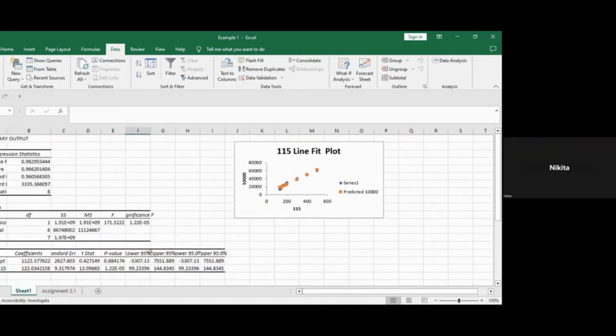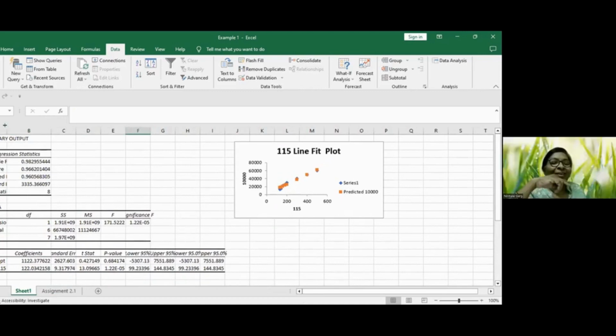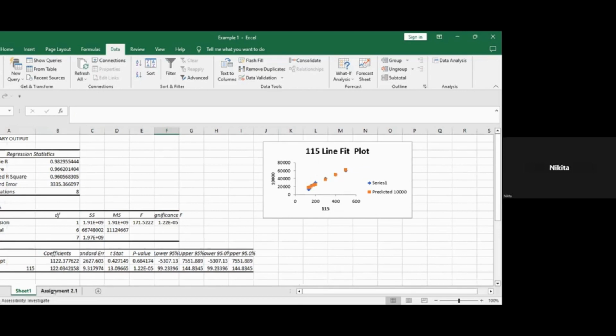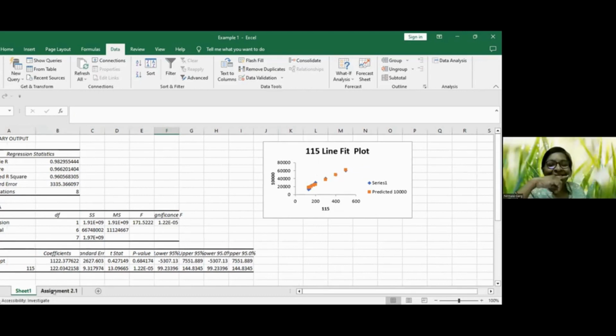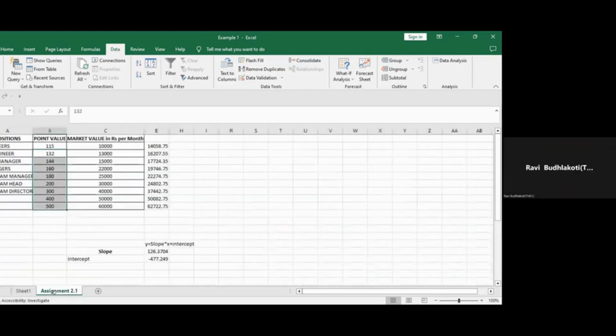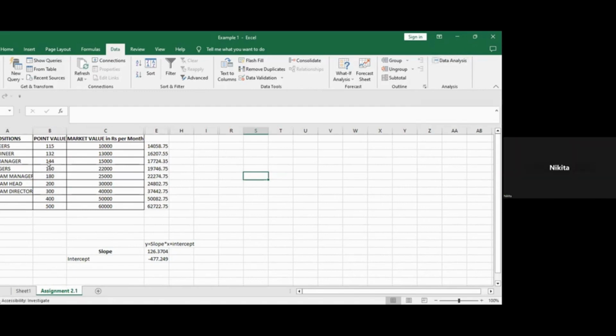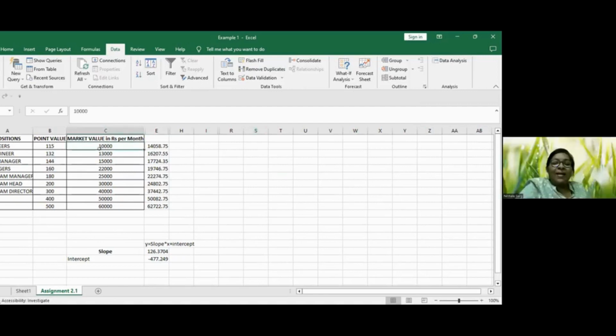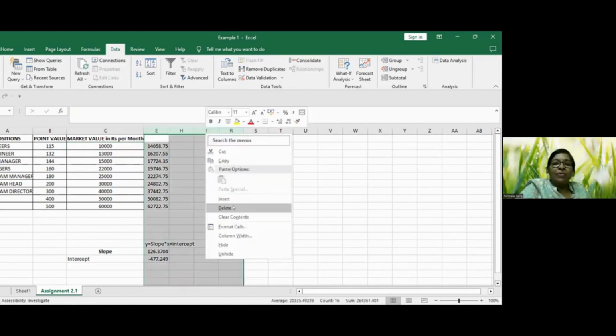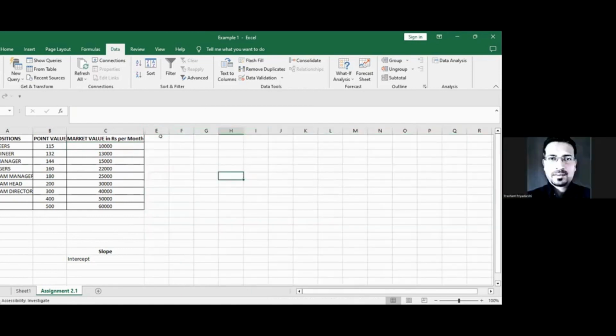No, ma'am. Something seems off. I think there is something you have not. Please do it again. I've got the same value. There is some error, I think. Okay, let me try again. I would recommend just keep point value, market value, and delete everything. Keep your X and Y values and delete everything so that you can also see that regression output. Because the more data you have, the more confusing it will be.